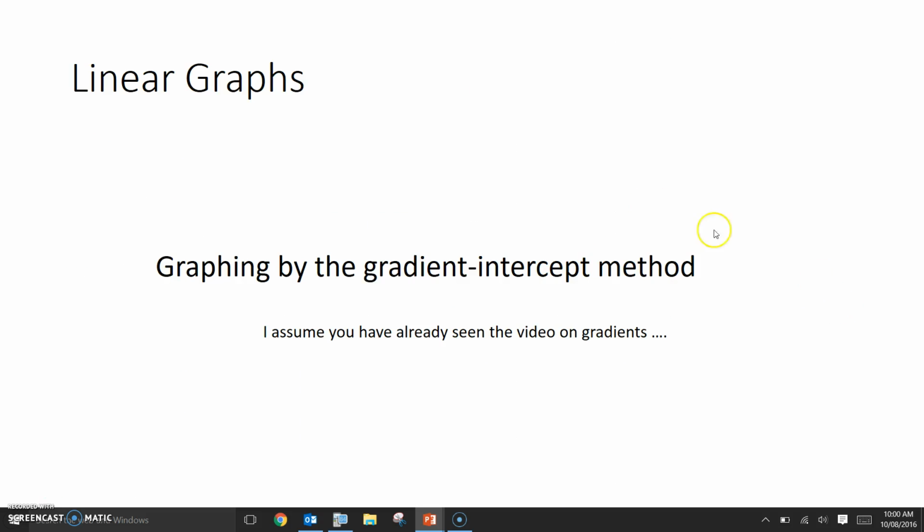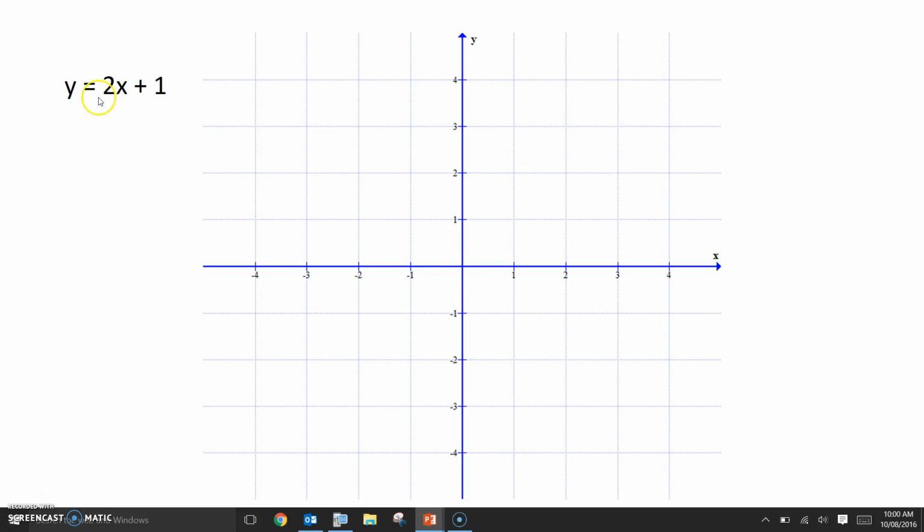Right, so the next method is the gradient intercept method, or the slope intercept method. If you don't really understand gradient and slope, I've got another video you can watch on that. So we've got the equation in this format, y equals mx plus c. So y equals something x plus something.